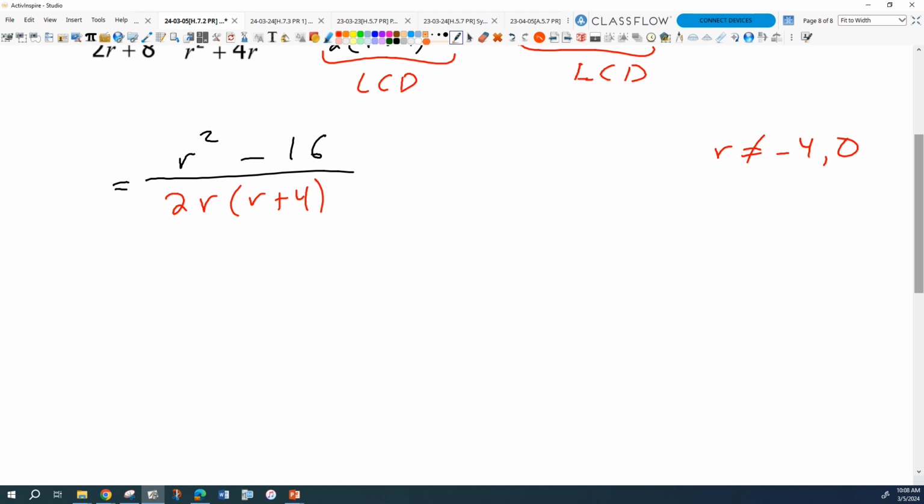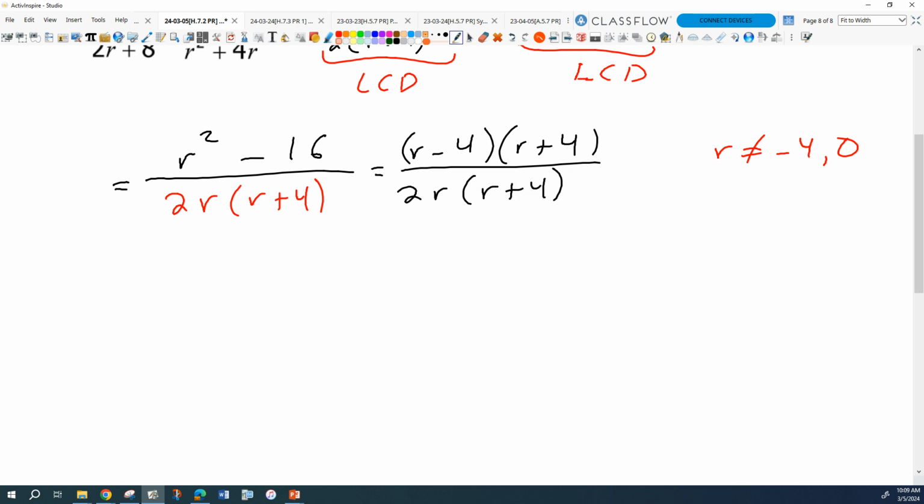Factor the top. Yep. Good. So we get r minus 4 times r plus 4 over 2r times r plus 4. And we can cancel those guys, and then we get our answer: r minus 4 over 2r. Okay, good?